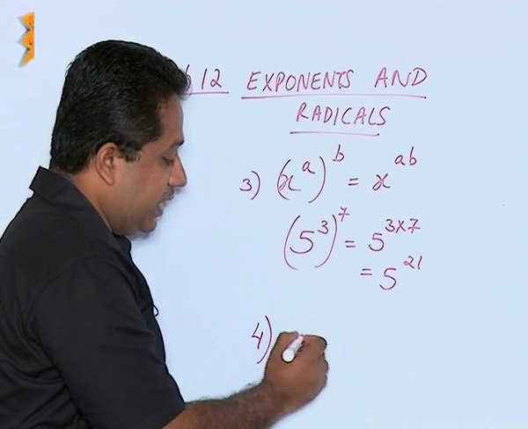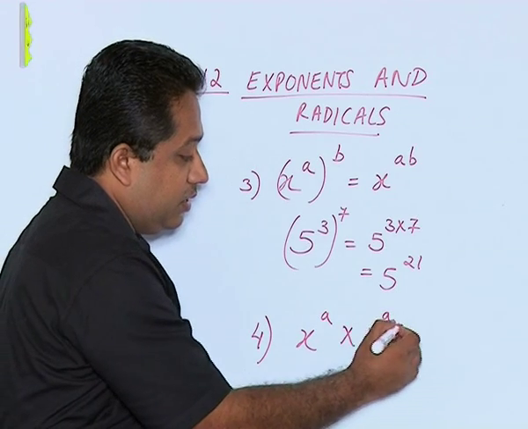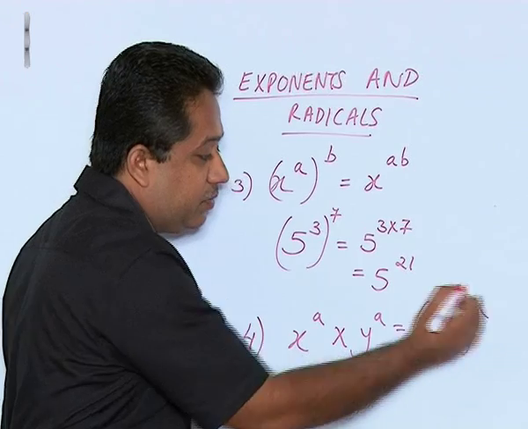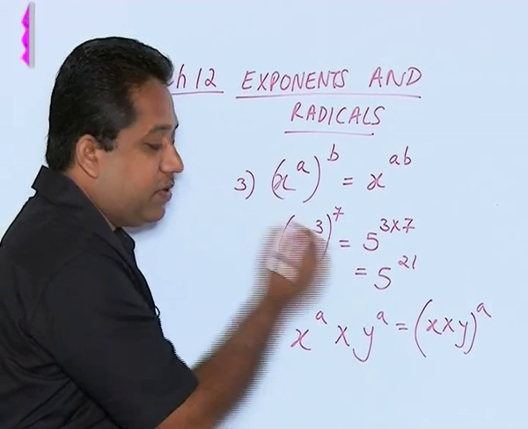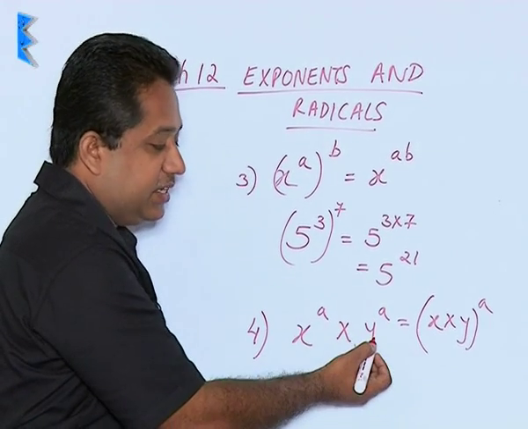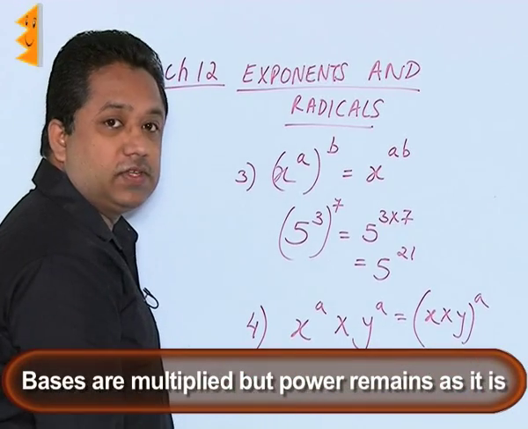The fourth law says that x to the power a into y to the power a is equal to x into y whole to the power a. Here we observe that the bases are different, but the powers are the same. The power is a, the bases are x and y. So the bases are multiplied and the power remains as it is.